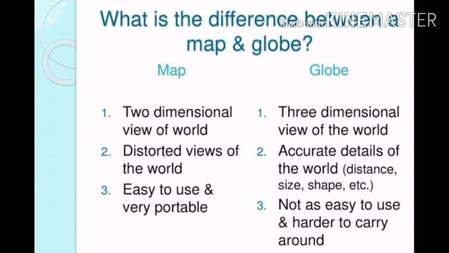Now the next difference is that a map is easy to use and is portable. We can take a map from one place to another very easily. We also use maps in our copies and books, and also map books to read. Whereas globes are not possible to carry from one place to another, because globes are bigger in size than maps.